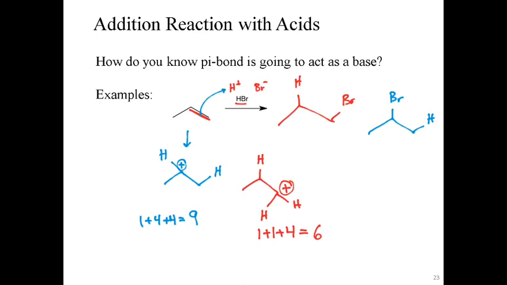Which of those carbocations is more stable? 9. It has more electrons around it. I thought that was really cool when I discovered that. You're like, that's old news. That's fine. Just walk all over me.